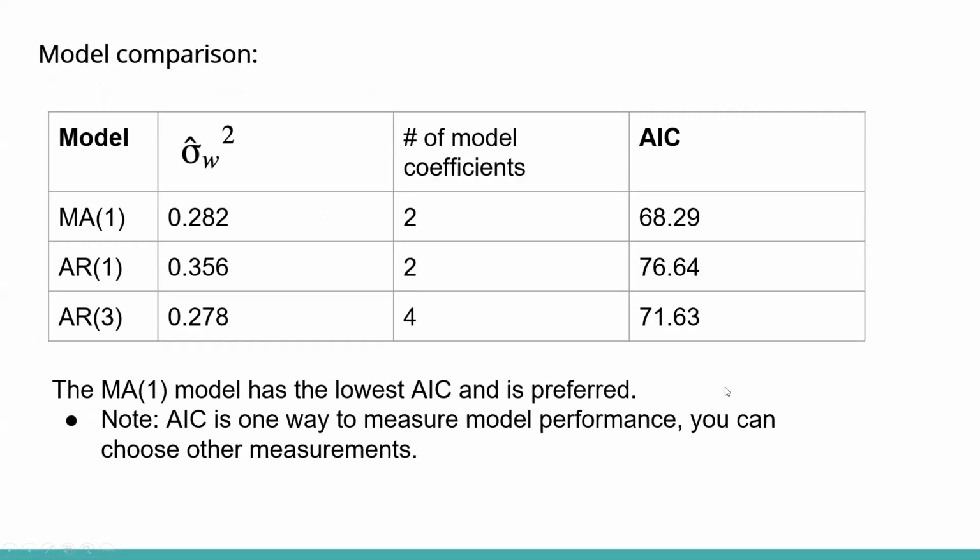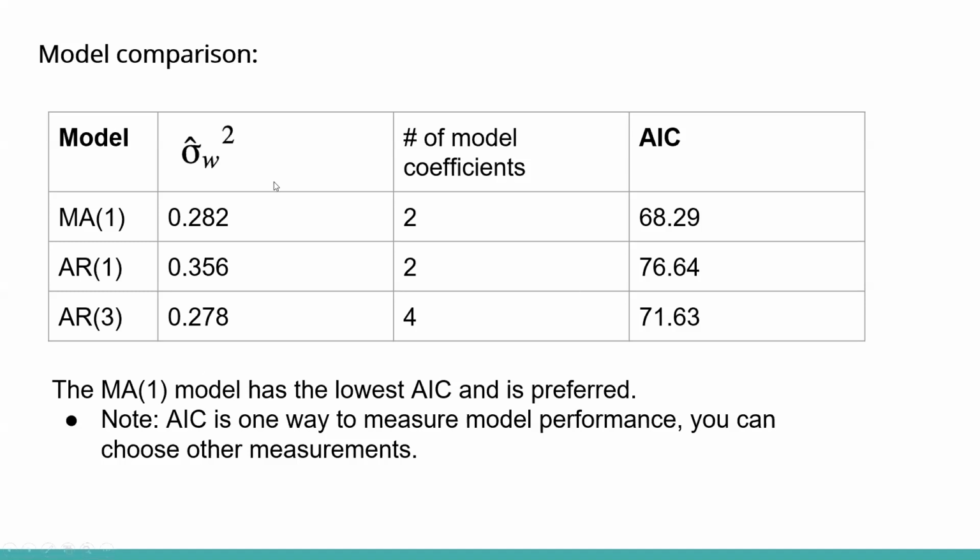Now, if you want to look at the minimum AIC, the model with the minimum AIC is going to be the best model. The minimum AIC is 68.29, and that corresponds to the MA of order 1. Therefore, using the AIC, it is the most preferred. The MA of order 1 is the best model among the three competing models.